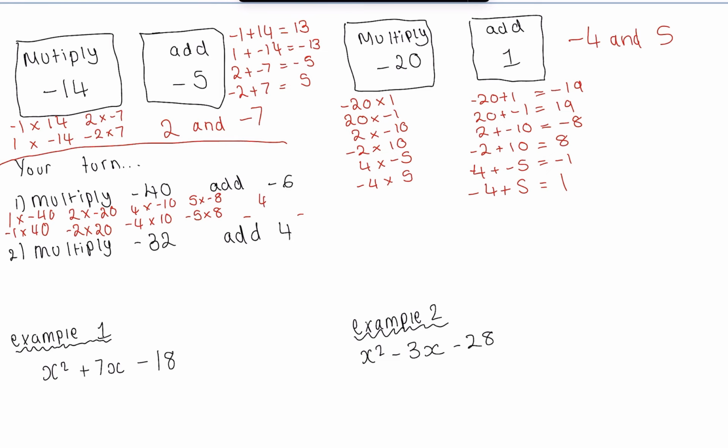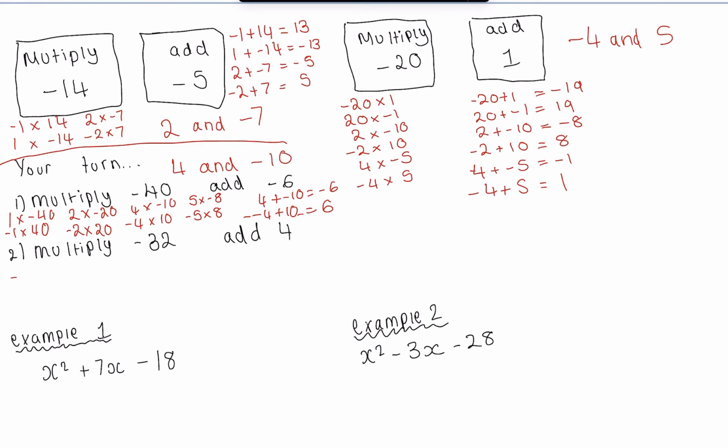Next one, we've got 4 add minus 10, and minus 4 add 10. Now 4 take away 10 gives us minus 6. Minus 4 add 10 gives us 6. So we want the negative 6, so it must be 4 and minus 10. Again, really careful, make sure they're right. If you had minus 4 and 10, that wouldn't be correct. It has to be that way around.